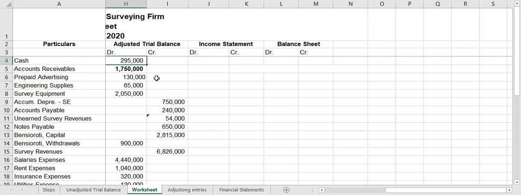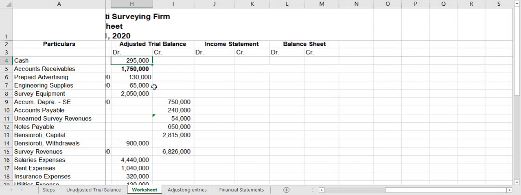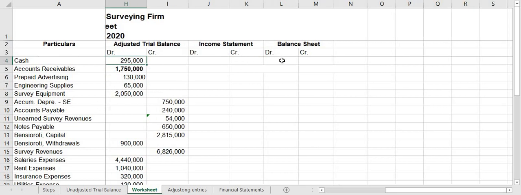So, here it is. Step 4 says you have to transfer those accounts for the income statement and those accounts for the balance sheet. To start off, with cash. Cash is of course a balance sheet account. So cash from the adjusted trial balance, we transfer it to our balance sheet. It is a debit here, so it is also a debit in our balance sheet.